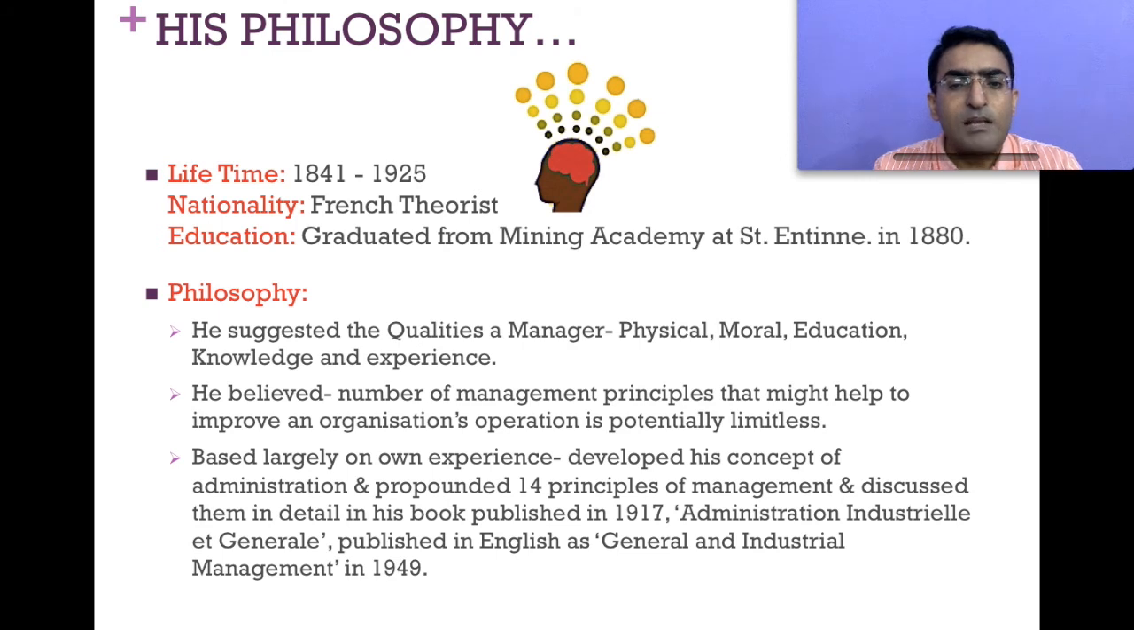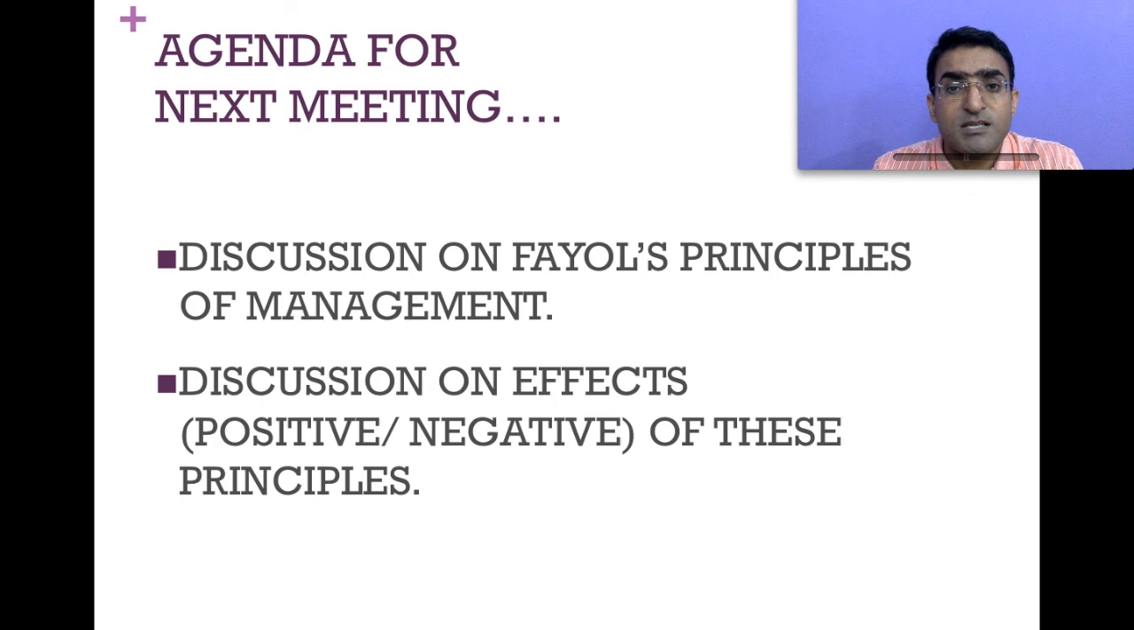On this concept, he prepared a good number of papers. His most famous writing was his book named General and Industrial Management. In 1997 he published it for the first time, and then in the English language it was published in 1949. So that is what he is. He was Henri Fayol. Now, with his principles, we will continue in the next lectures.